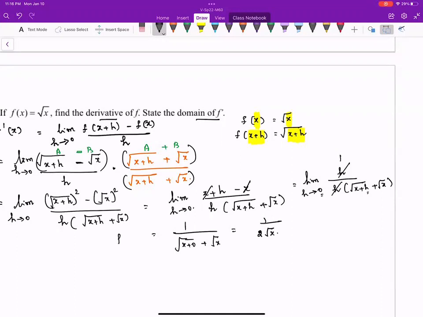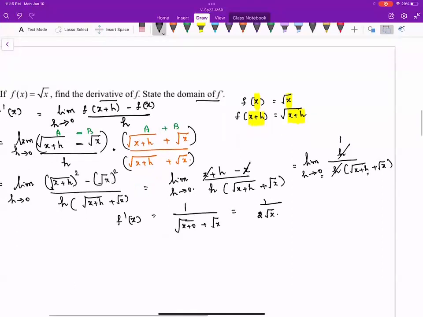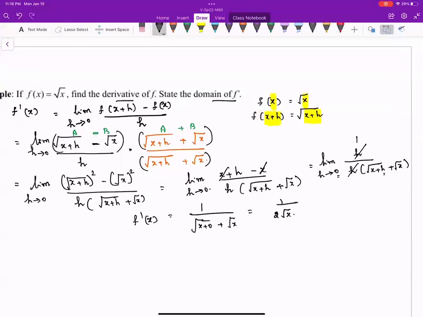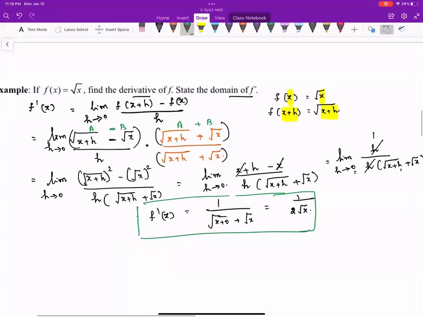So f prime of x for f of x equal to root of x is 1 over 2 root of x. You will see many of these problems that we have done in this chapter again in the next chapter, where after we learn the rules for the derivative, the laws of the derivative, we'll understand that these problems become very easy. We don't have to use definition 1 or 2.